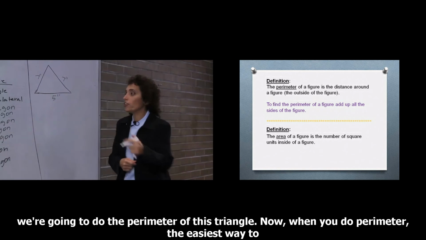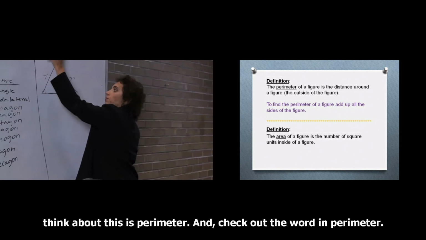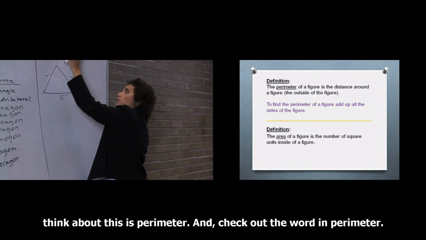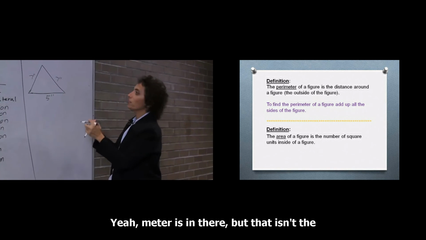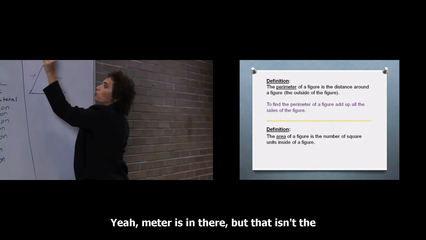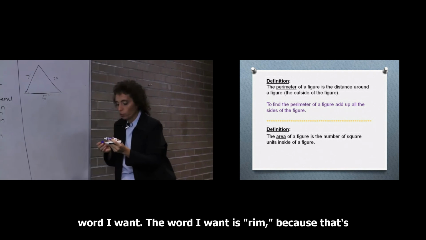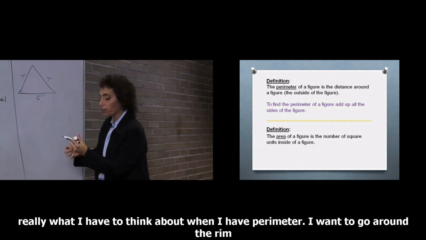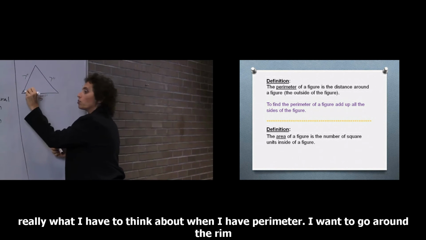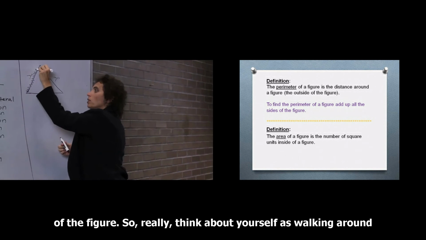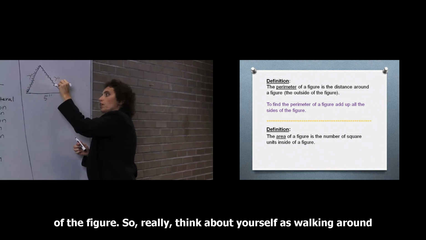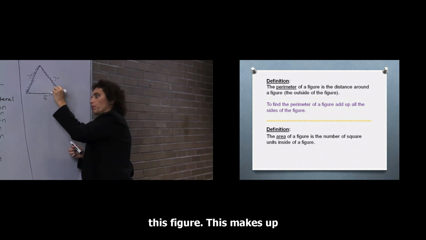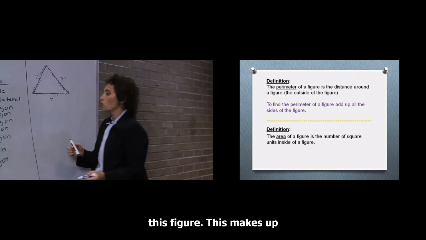Now, when you do perimeter, the easiest way to think about this is, check out the word in perimeter. Yeah, meter's in there, but that ain't the word I want. The word I want is rim, because that's really what I have to think about when I have perimeter. I want to go around the rim of the figure. So really, think about yourself as walking around this figure. This makes up my perimeter.